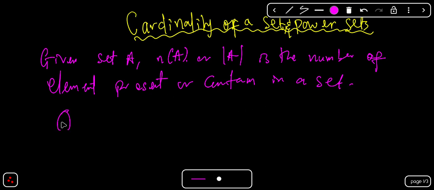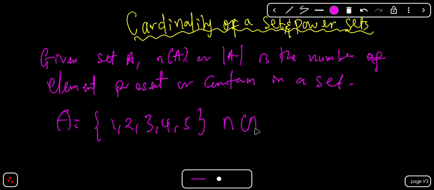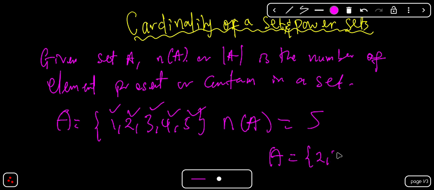Now let's say we have set A equals {1, 2, 3, 4, 5}. Then I ask us to find the cardinality of A. We have 5 elements present in this set, so that is what we call the cardinality of the set. Another example, let's say A is equal to {2, 3}. The cardinality of A will be equal to 2 because we can find 2 elements in this set.